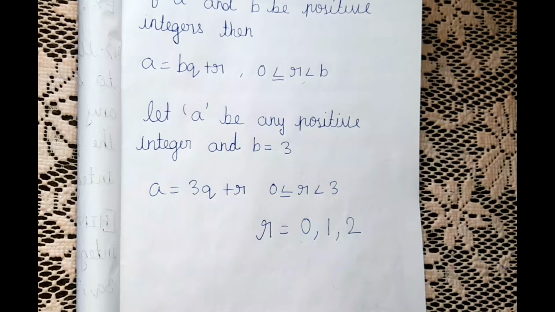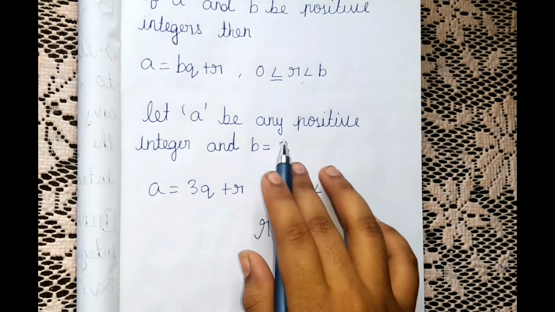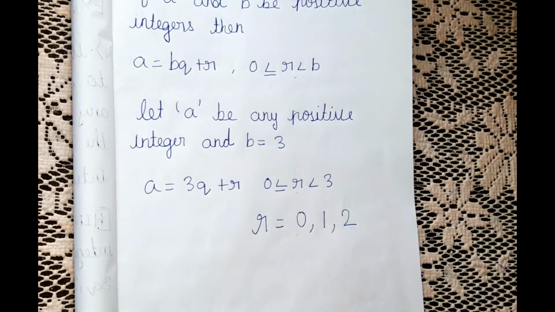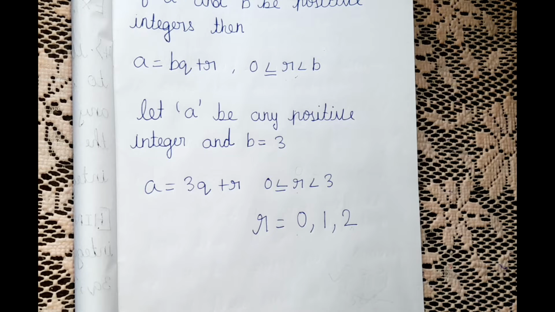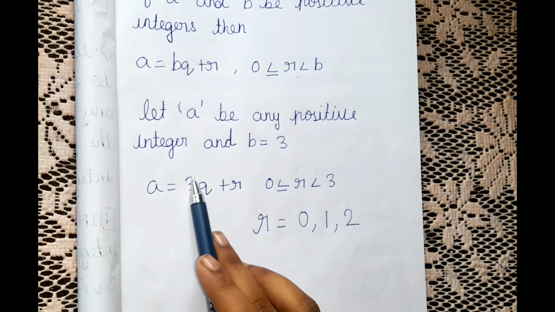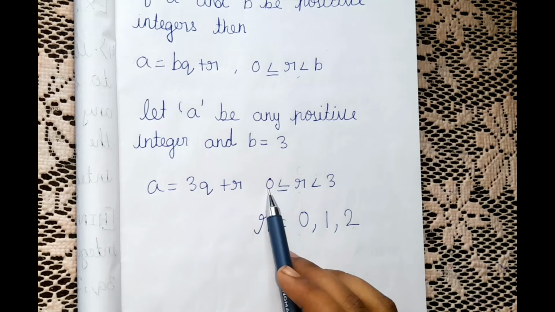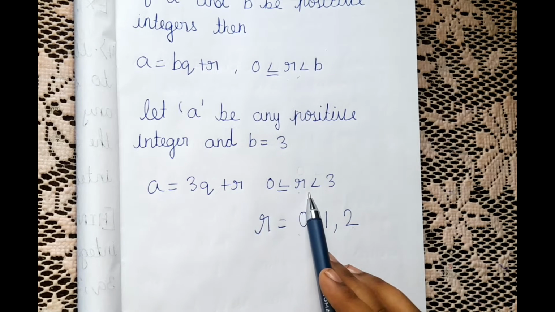So as I told you guys, let a be any positive integer, and b is equal to 3. Why did we take 3? Because in the question they had already mentioned that we have to take 3 instead of b. That's why we wrote 3. So we applied Euclid's division lemma's formula. In that, wherever we find b, we have to write 3. So now let's see. a is equal to, here instead of b, I wrote 3 into q plus r, where 0 is less than or equal to r and r is less than 3.